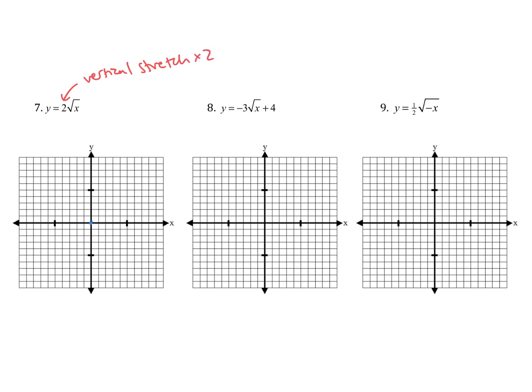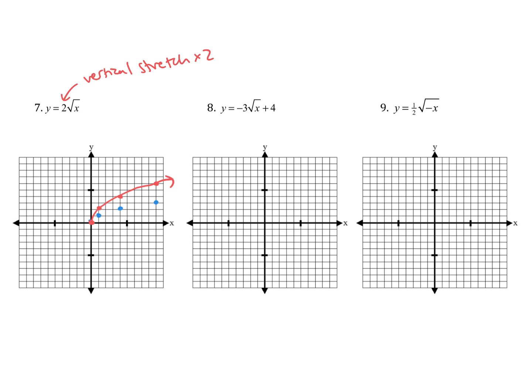So I'm going to start with my parent function again, which looks like that, and I'm going to double how high my points go. So the y values get doubled when we do a vertical stretch. I'm still starting at (0, 0), but my next point, instead of going up 1, it goes up 2. My next point, instead of going up 2, it goes up 4. And my last point, instead of going up 3, I double that and it goes up 6. And so the height of each point doubles.